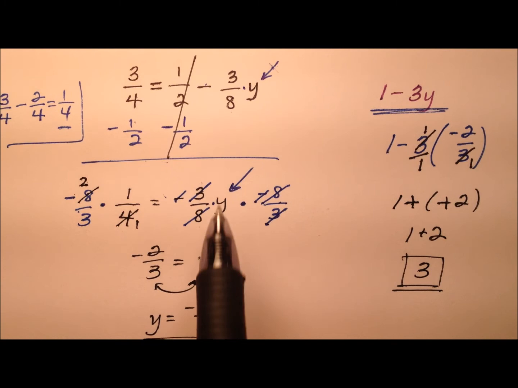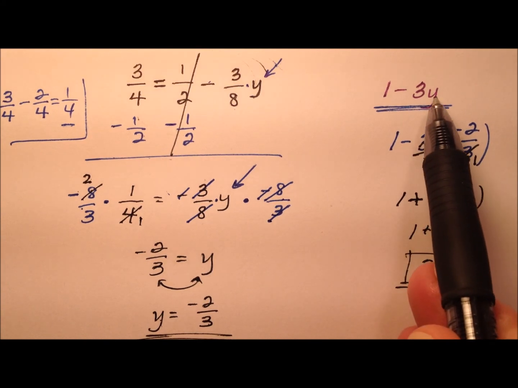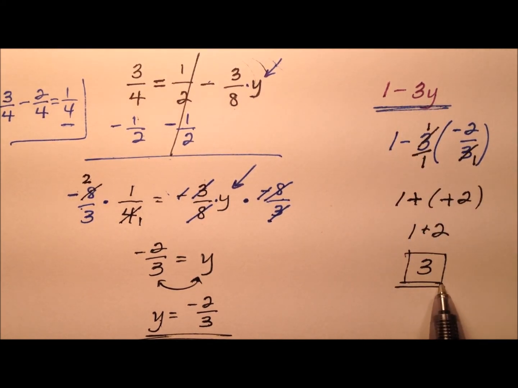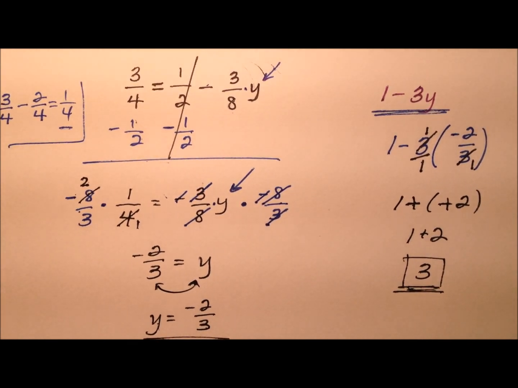So solving this equation yielded a value for y that was negative 2/3. So we went ahead and plugged that negative 2/3 in for y, and we evaluated this expression, and we got 3. So that's how we can work through this example, which is a pretty classic SAT or ACT type problem, where you're not just solving an equation, you're going to get the value for the variable and then do something with it.